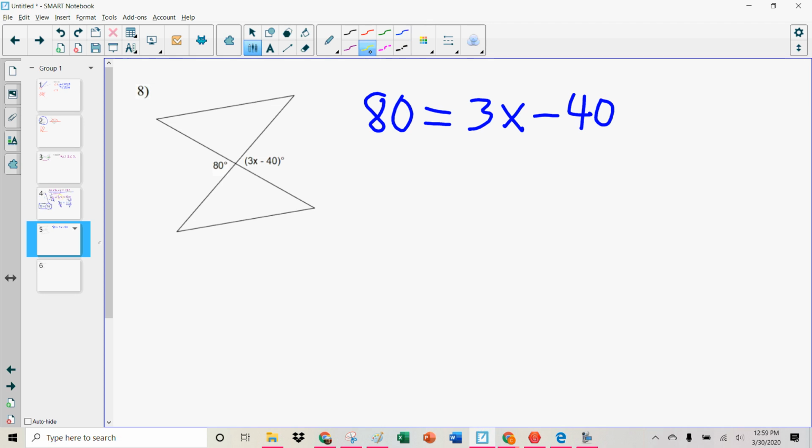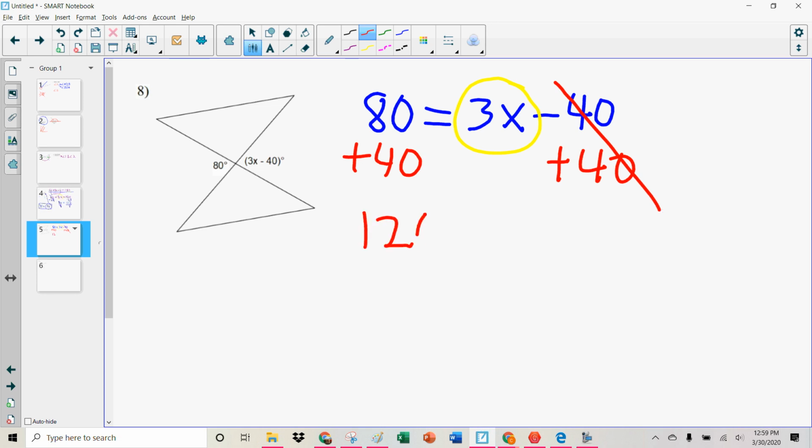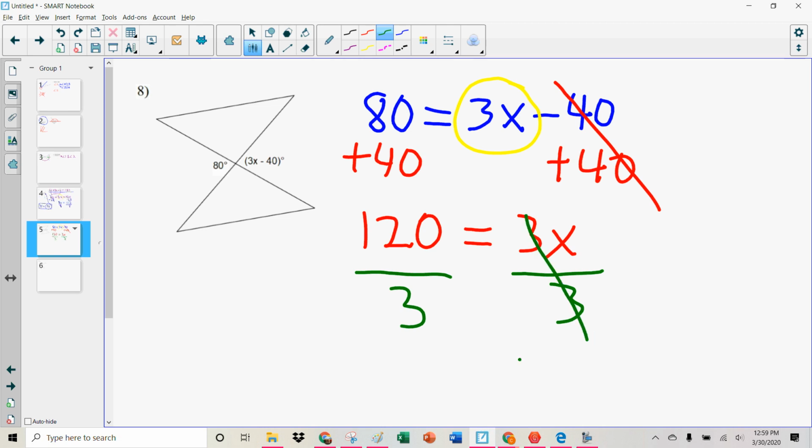I would like to get my variable term isolated. I will do that by adding 40 to both sides of the equation. Those cancel out. I'm left with 120 equals 3x. Divide by 3 on both sides of the equation, and I get x equals 120 divided by 3, which is 40.